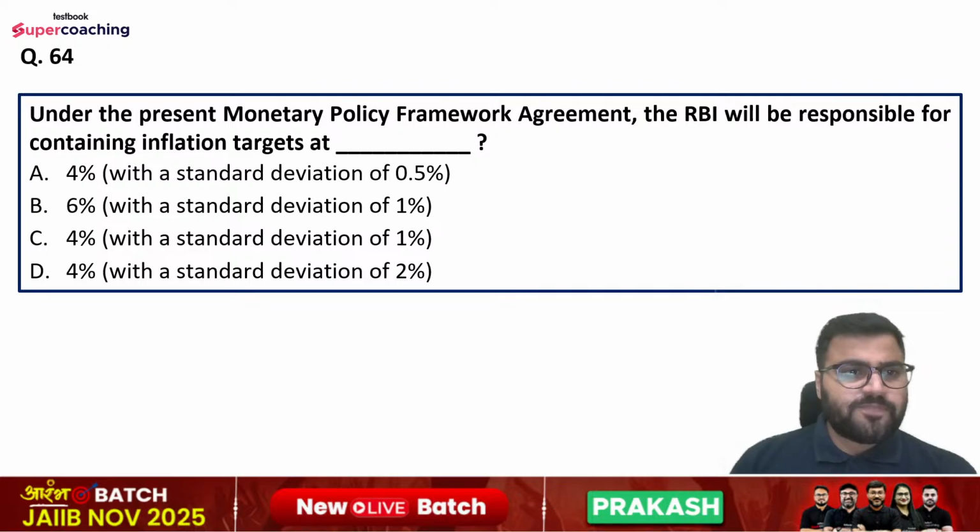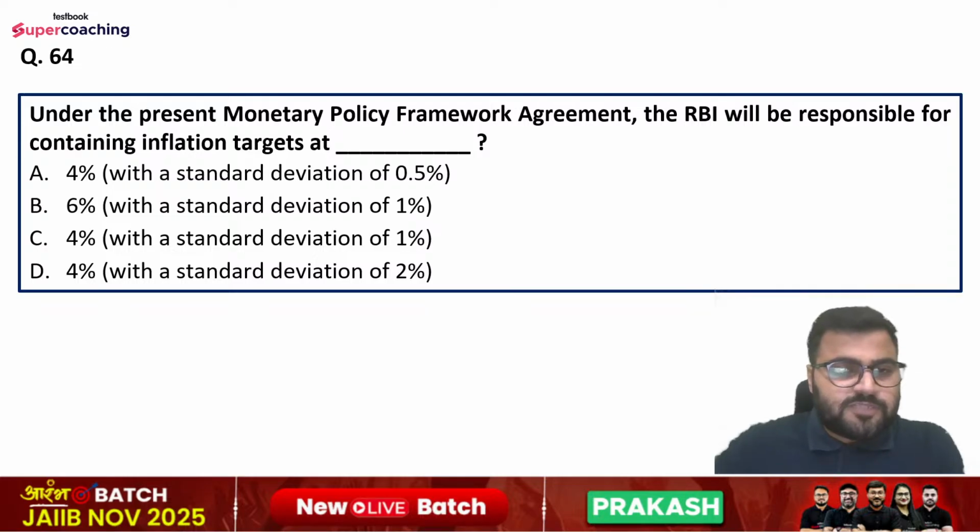Question number 64. Under the present monetary policy framework agreement, the RBI will be responsible for containing inflation targets at which of the following? 4% plus minus 0.5%, 6% plus minus 1%, 4% plus minus 1%, 4% plus minus 2%.